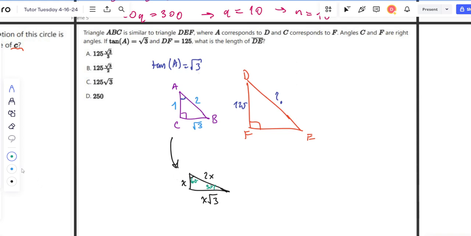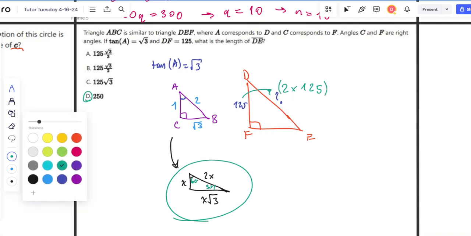So if DF is 125, and we're looking at this diagram here, this should be 2 times 125, which gives us answer choice D. The length of DE would be 250.